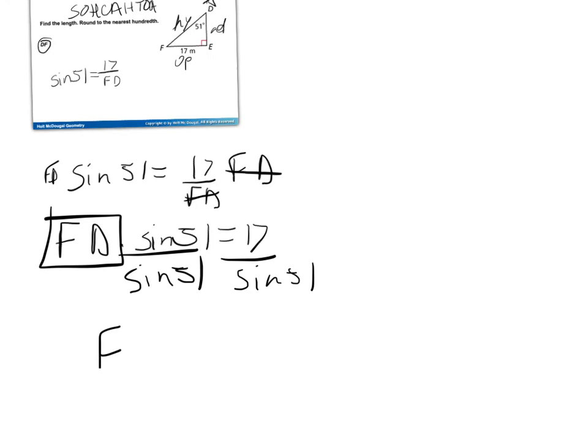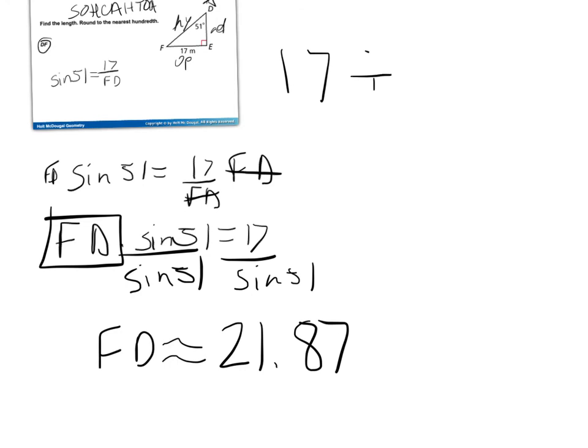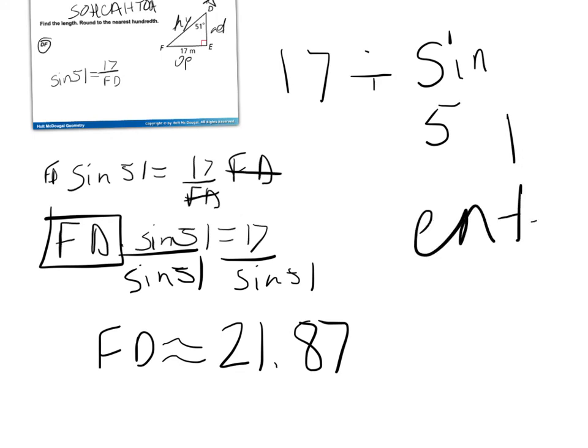So FD is approximately 21.87. Again, in your calculator, you're going to hit 1, 7, divide, sine, 5, 1, enter. Do not figure out what the sine of 51 is and then do 17 divided by that rounded number, because you're not going to get as accurate of a number.